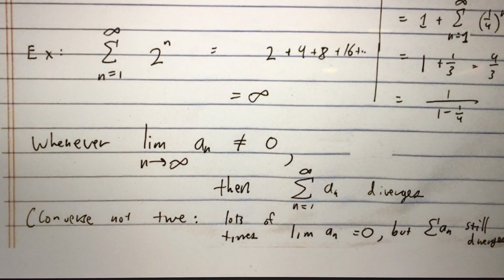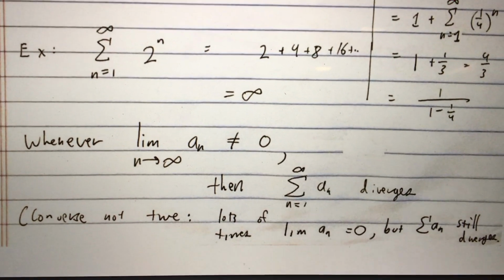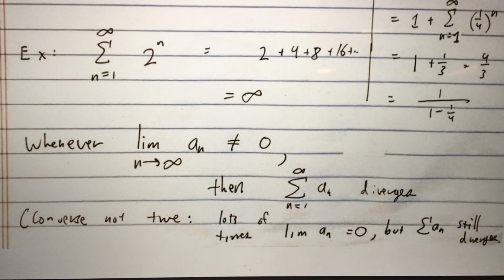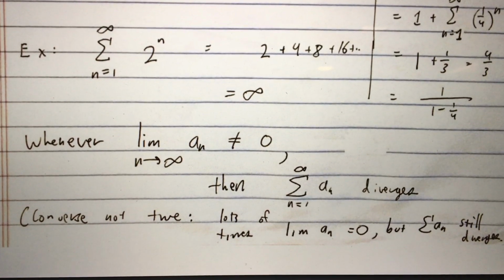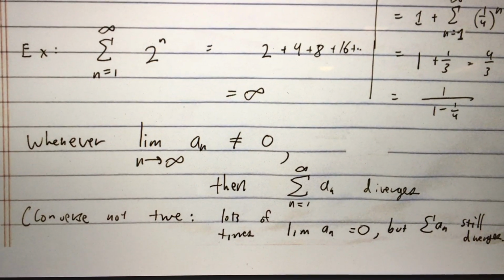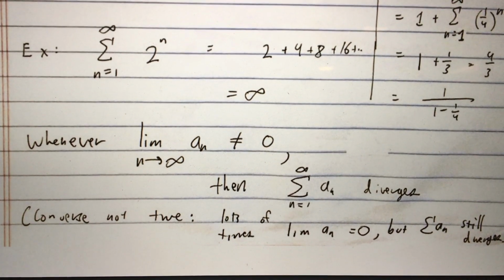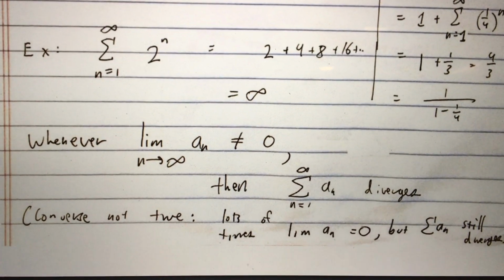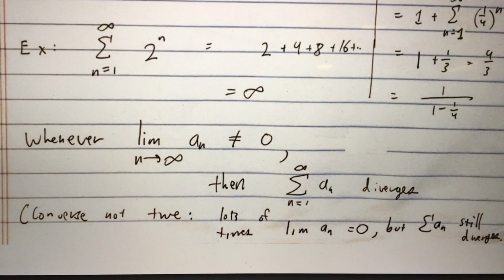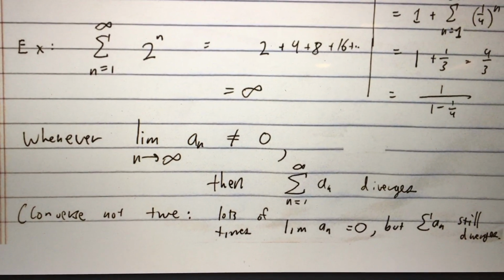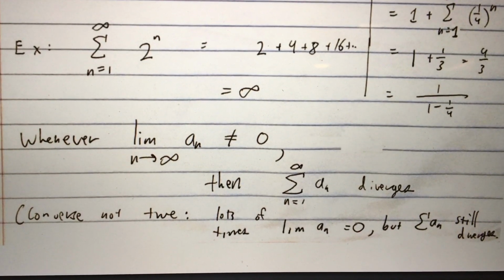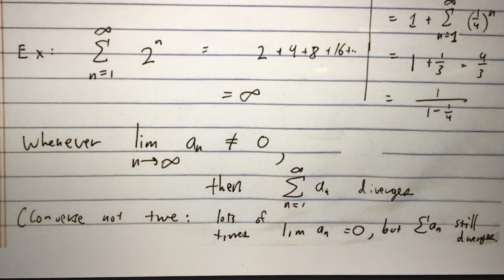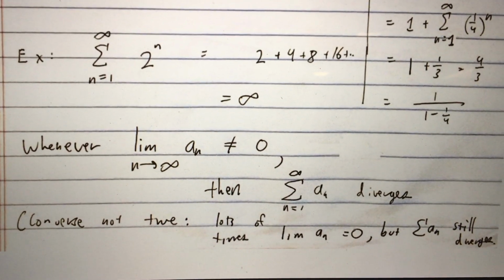In fact, here's a quick theorem. Whenever the limit as n goes to infinity of the sequence, which we've been finding earlier, does not equal 0, then the summation, the series, is going to diverge. It's going to head towards infinity. The converse of that isn't true. Lots of times you can have a limit that goes to 0, but the summation still diverges.